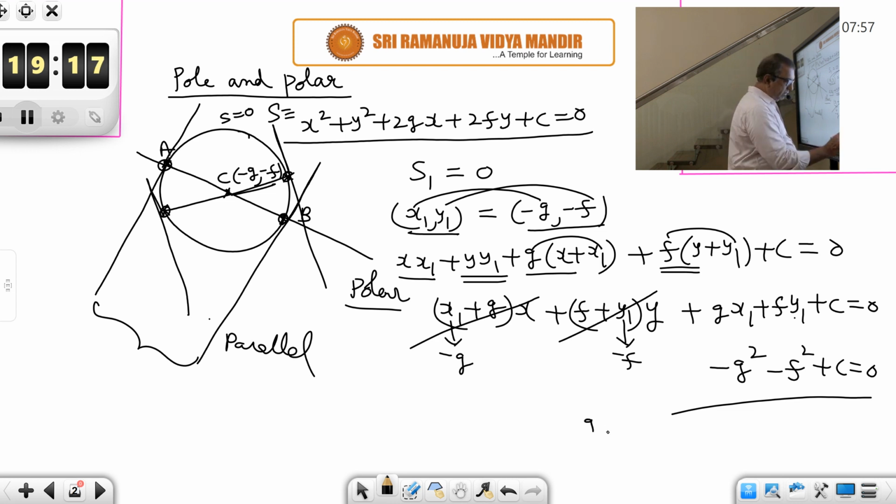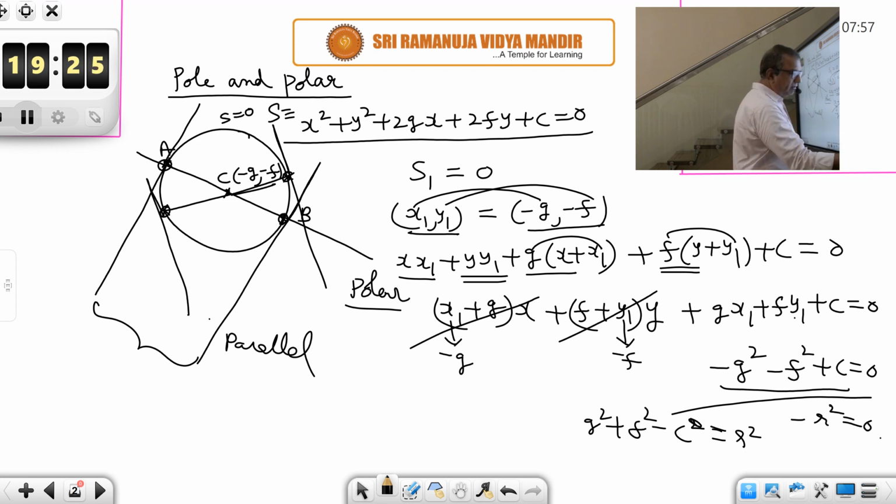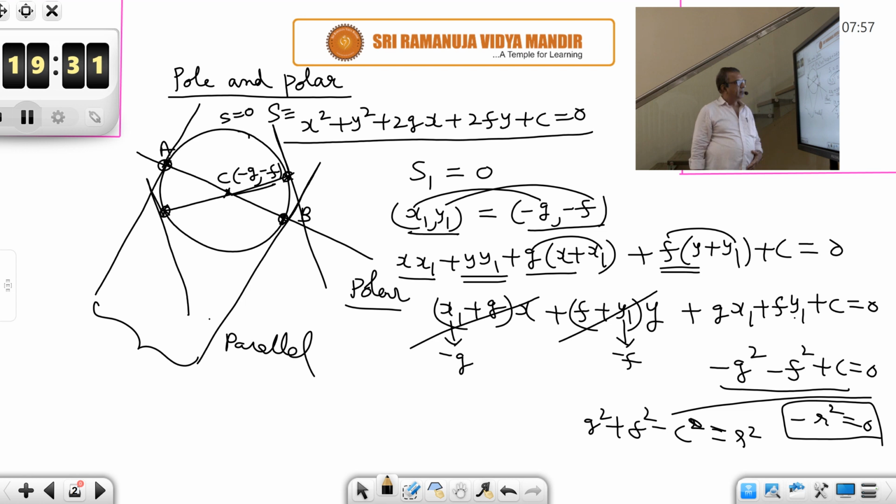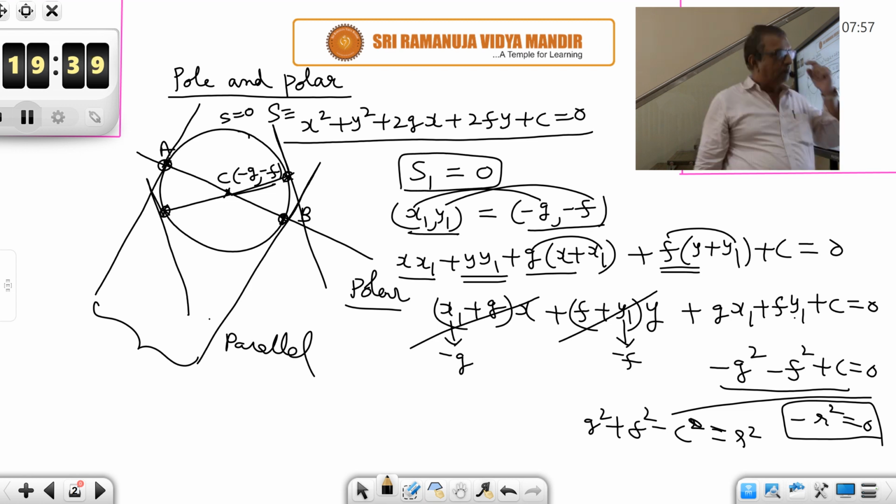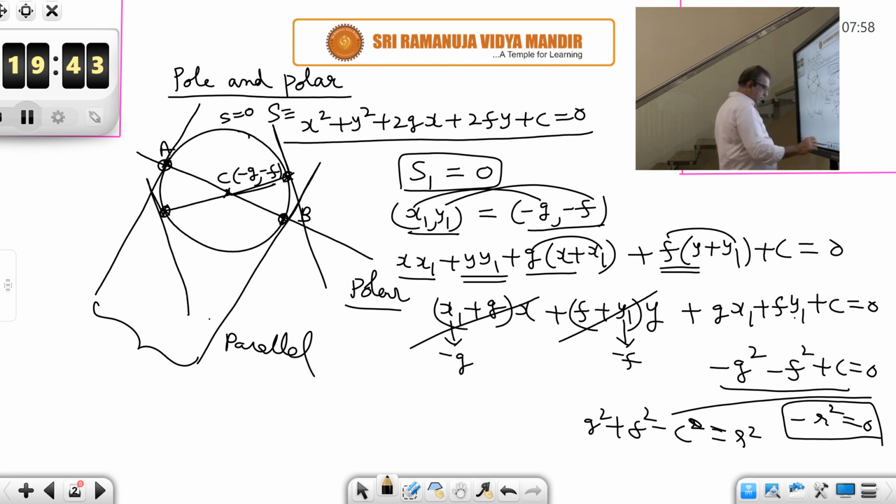g square plus f square minus c is radius square actually. This is just the negative of that, so minus r square is equal to 0 we got, which is meaningless. It is not a straight line. So therefore the center has no polar. So you understood why the center has no polar? Even if you write S1 equal to 0 also, you are getting a meaningless equation. So polar is not defined for the center of the circle.